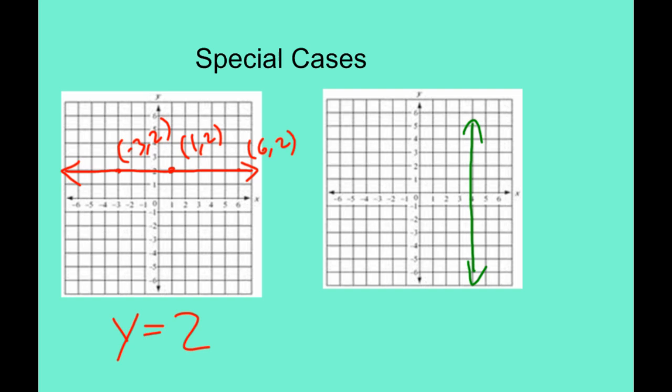For the green line, we have the points (4, 1), (4, 4), (4, negative 2). The thing they all have in common is an x value of 4. So the equation of that line is simply x equals 4.